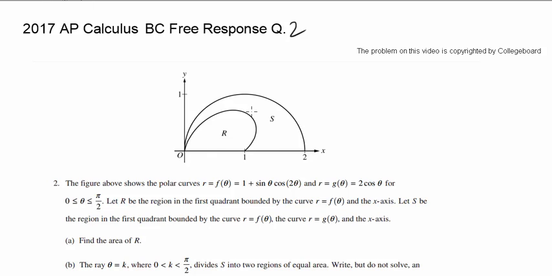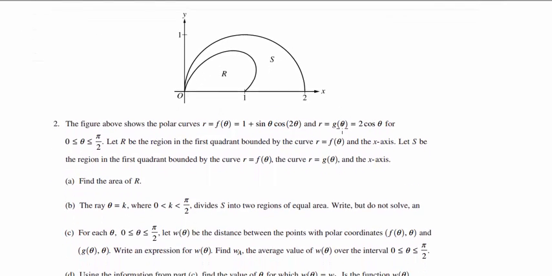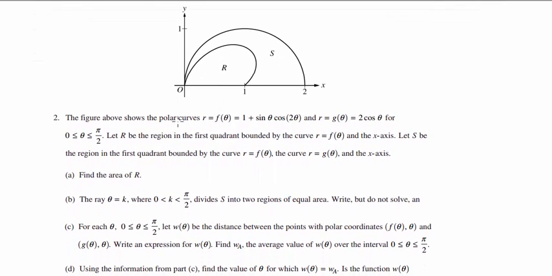Now let us move on to the second question from the AP Calculus BC free response for 2017. The figure above shows polar curves. Aren't polar curves exciting? r equals f of theta, which is 1 plus sine of theta cosine of 2 theta, and you also have g of theta, 2 times cosine of theta, from 0 to pi over 2.